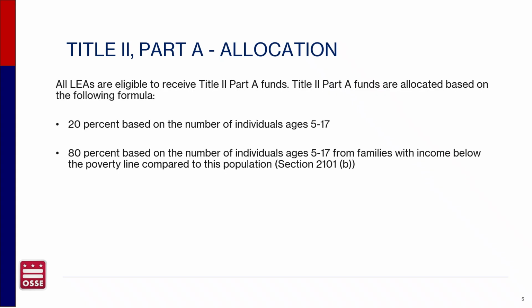All LEAs are eligible to receive Title II Part A funds. Title II Part A funds are allocated based on the following formula: 20% based on the number of individuals ages 5 to 17, 80% based on the number of individuals ages 5 to 17 from families with income below the poverty line compared to this population.